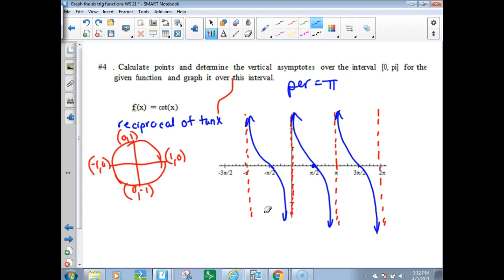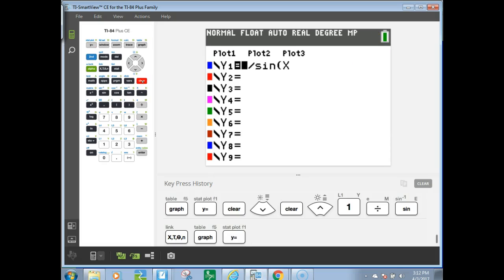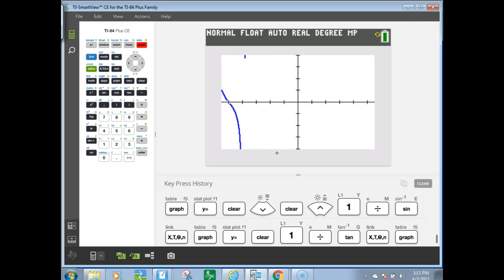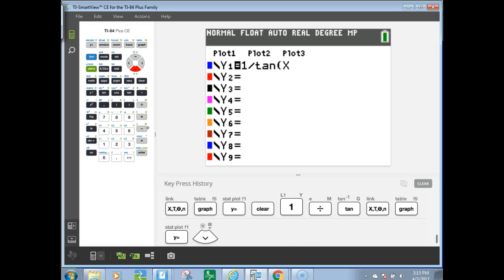Okay? And the only way to type that one in the calculator is to type 1 divided by the tangent. Actually, not the only way. What is another way of saying the inverse? Well, I just showed you we have it graphed correctly. You remember that inverse tangent button? Let's see if it makes the same graph.